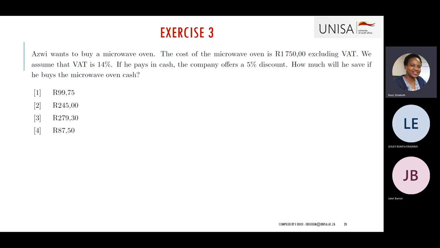Now, this one is also the same. They're asking excluding VAT. So Aziwe wants to buy a microwave. The cost of a microwave is 1,750, excluding VAT. We assume that VAT is 15%. If he pays cash, the company offers a 5% discount. How much will he save if he buys the microwave cash? And I guess this is the same. The same challenge.